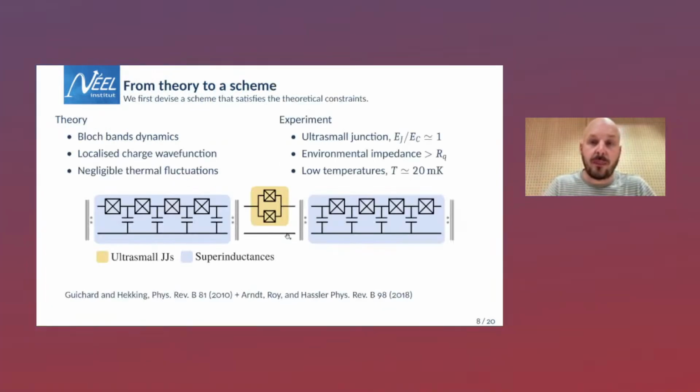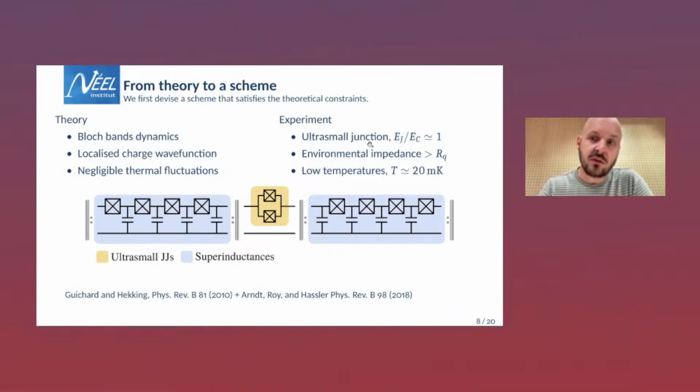All right, so as I said, the devil is in the details, and more specifically, the devil is in the experimental details. Because in theory, you need Bloch band dynamics, so a small EJ over EC ratio. You need a localized charge wave function, and you want negligible thermal fluctuations, so your charge particle is very much localized. So on paper, it sounds easy. In reality, this is a bit of a challenge. To make sure you have nice Bloch band dynamics or charging effect, you need a very small Josephson junction. In the literature, it is referred to as an ultra small Josephson junction, so I will use this labeling in the following.